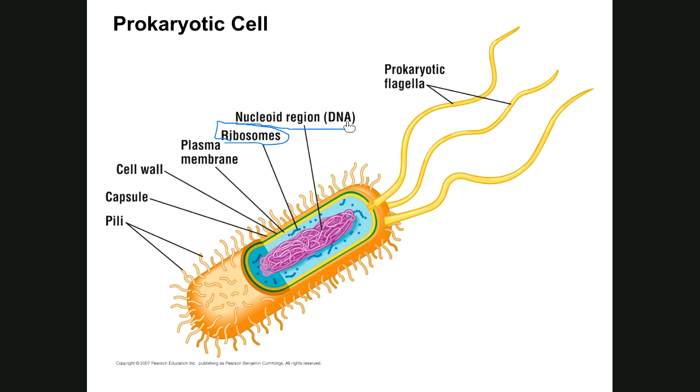Therefore, prokaryotic cells have DNA just like eukaryotic cells, but unlike eukaryotic cells, the DNA of a prokaryote is not stored in a membranous organelle called a nucleus. It is concentrated and tightly bundled together in a region called the nucleoid region. This is where you will find DNA bundled together or concentrated, so it's not flopping around.